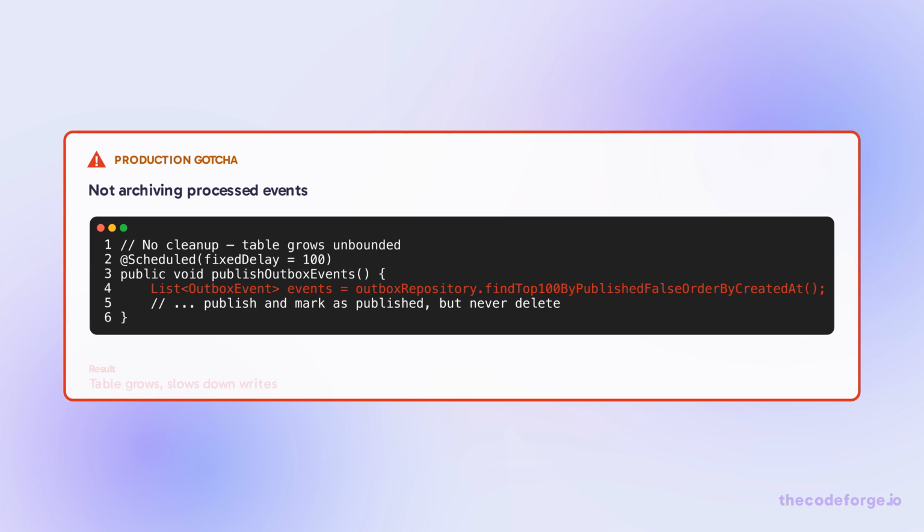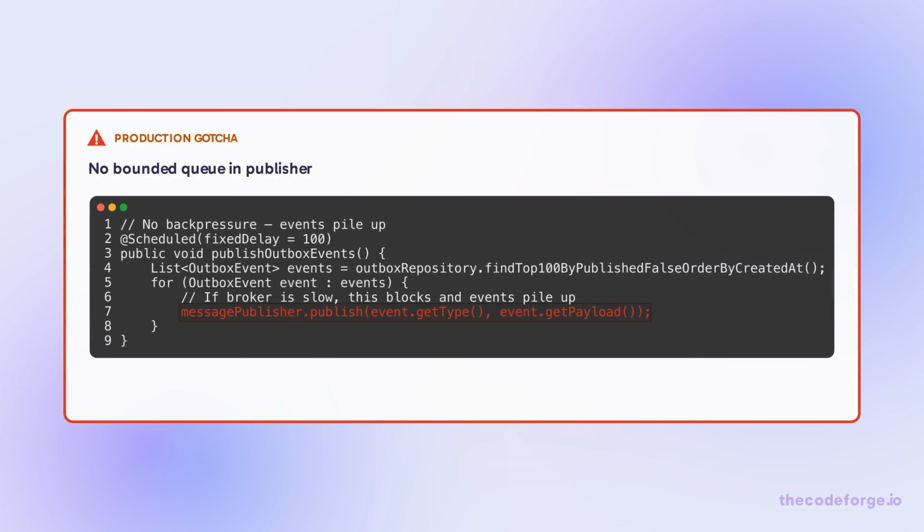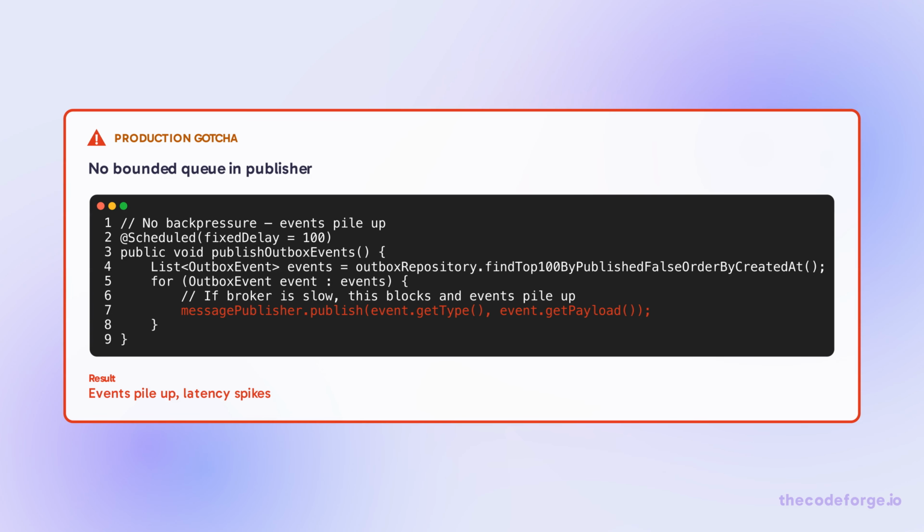If the publisher falls behind, the outbox table grows unbounded. This slows down your business transactions because every write also inserts into the outbox. Fix: add a TTL or archive processed events to a separate table, or use a partitioned table and drop old partitions. If the message broker is slow, the publisher's poll loop blocks and events pile up.